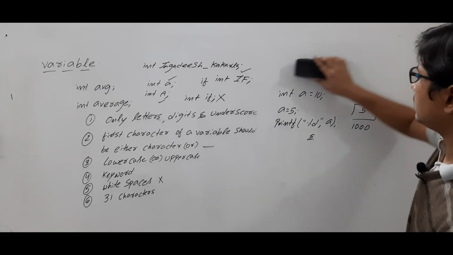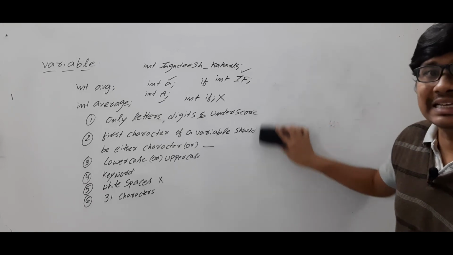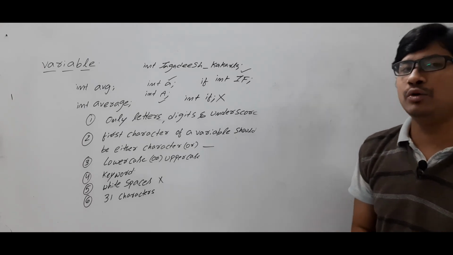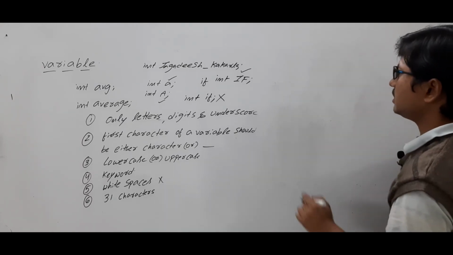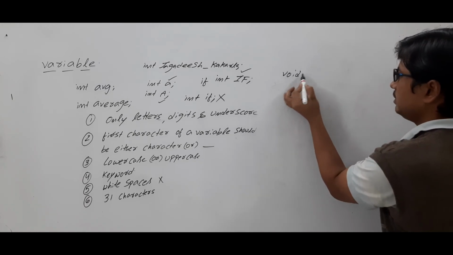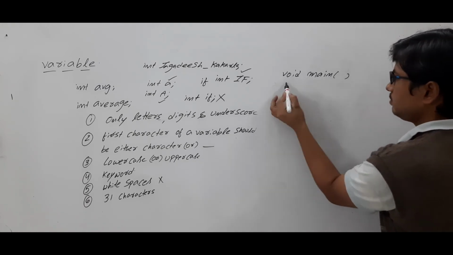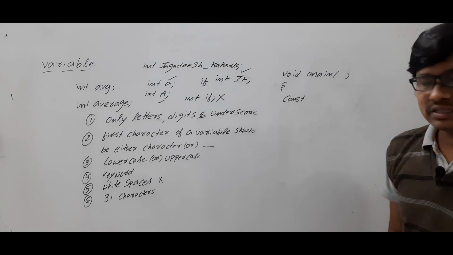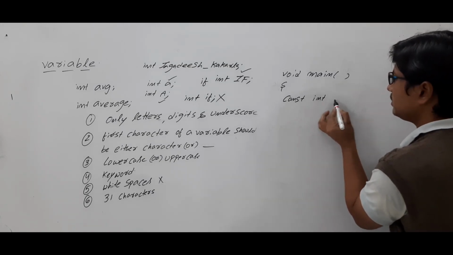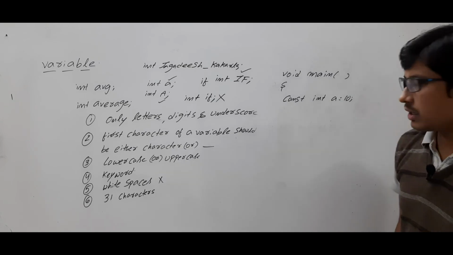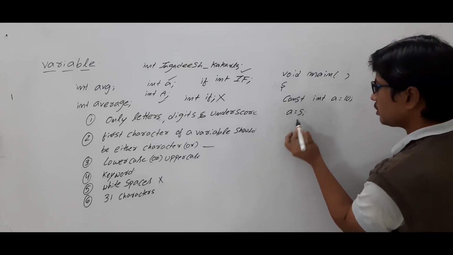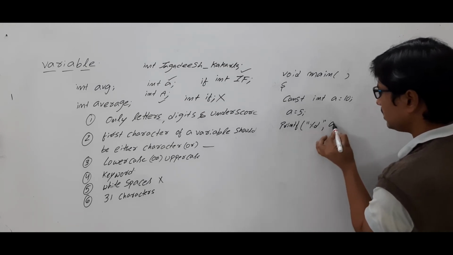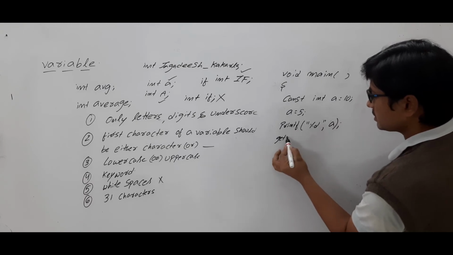Now suppose I want to keep a variable as a constant, meaning the value within the variable should not be changed in the entire program. How can I do it? Suppose I am writing void main, and I am using a keyword called const. int a is equal to 10, and here I am writing a is equal to 5. Then I am writing the statement printf %d a, and getch.